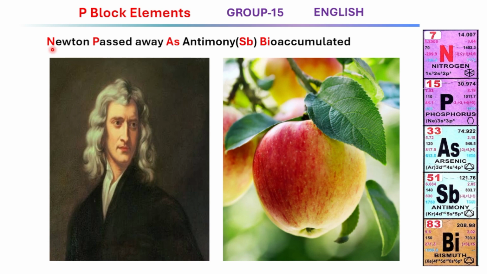So from Newton, you will find nitrogen, N for nitrogen. Passed away, P stands for phosphorus. As, AS is coming first, so As is for arsenic. And then antimony. So after arsenic, antimony will come. Bioaccumulated starts from Bi, so from Bi it is bismuth. So Newton passed away as antimony bioaccumulated.